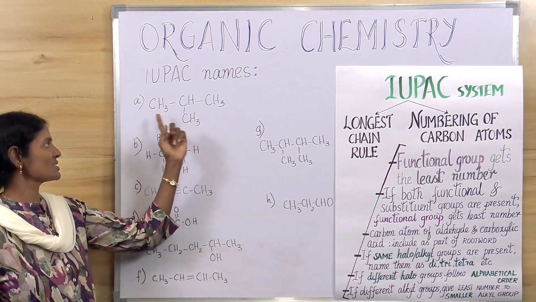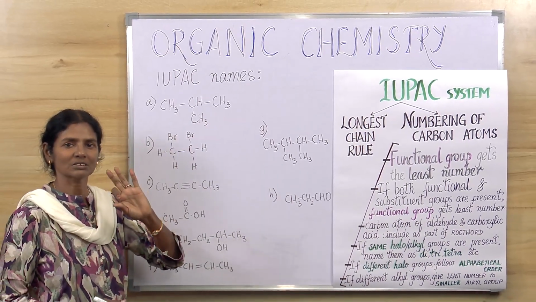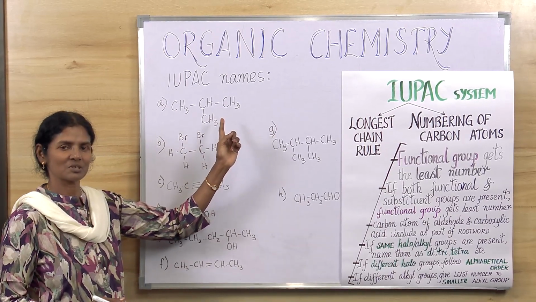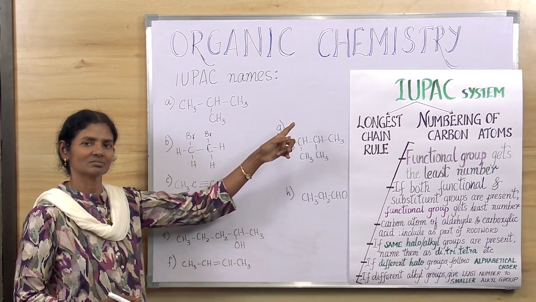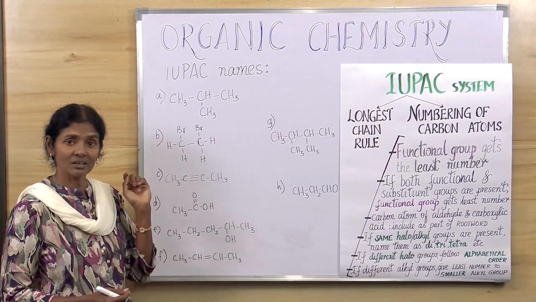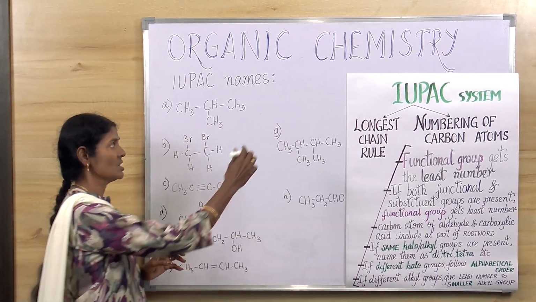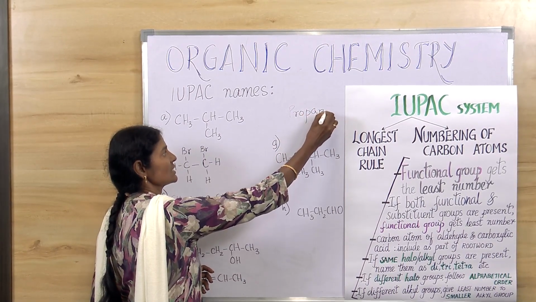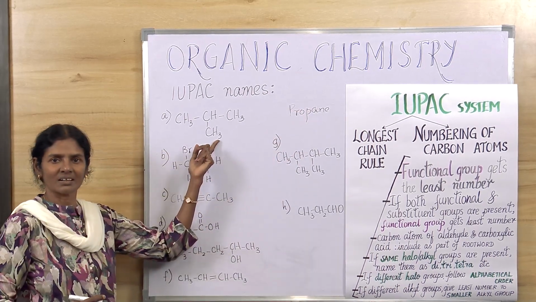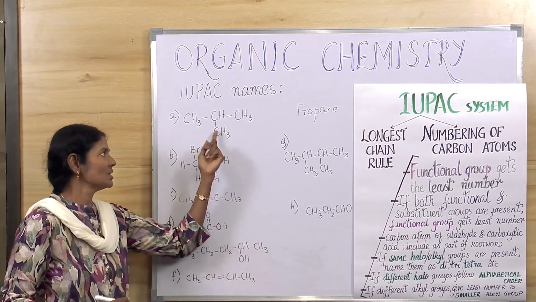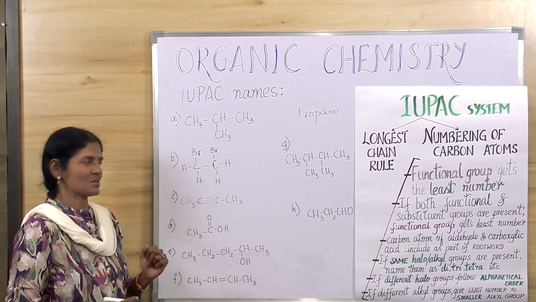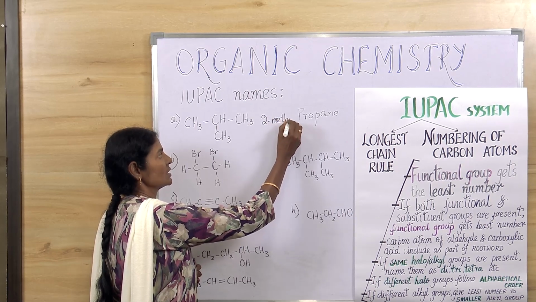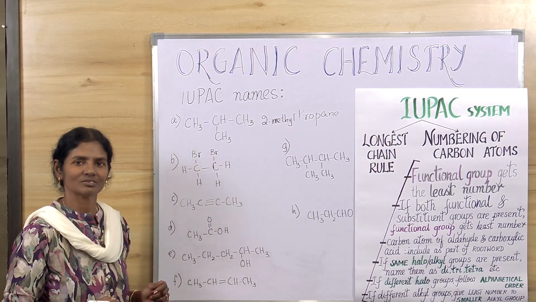So the first one is 1, 2, 3. So there are 3 carbons. So the root word would be prop and single bonded. So it will be propane. And along with the main chain, propane, there is also something else. This is called the methyl group. And where is it present? In the second carbon atom. Therefore, we name it as 2-methyl propane. You got it right?